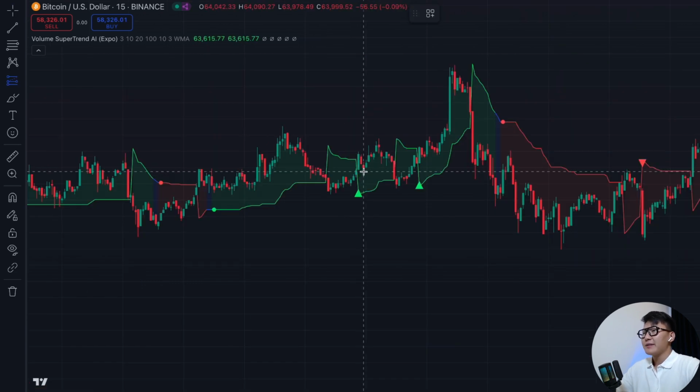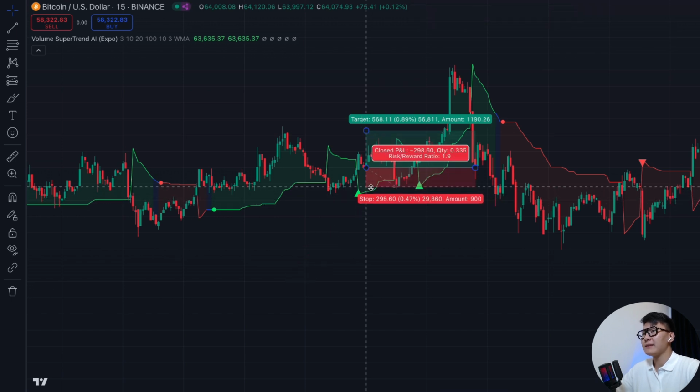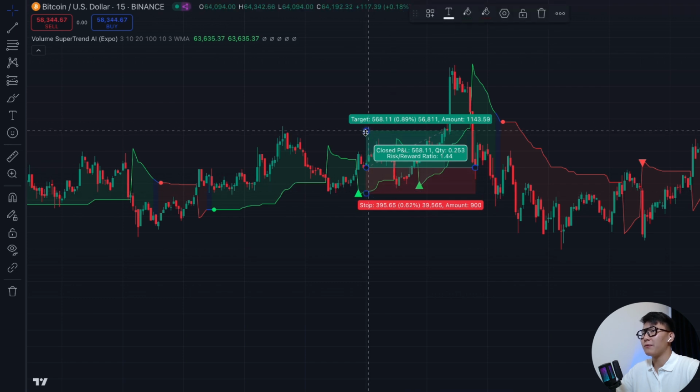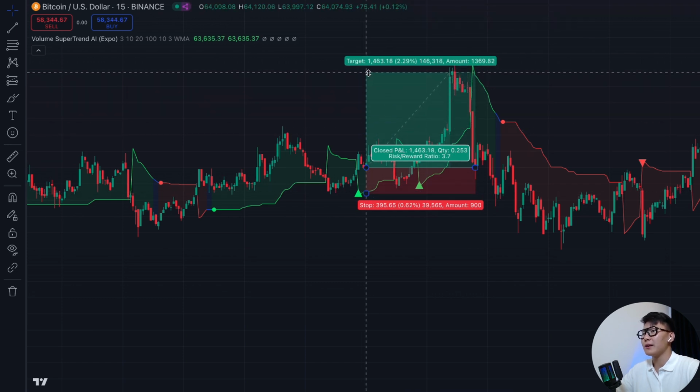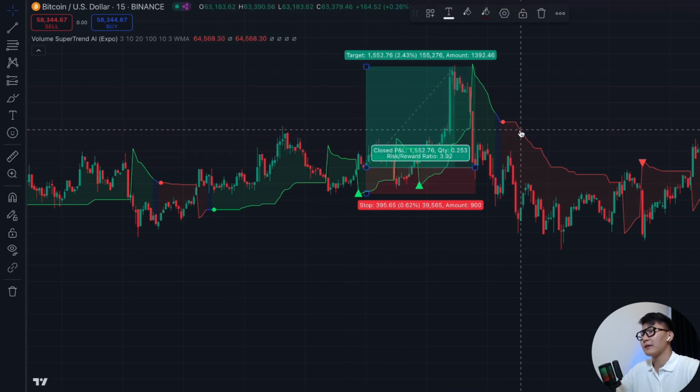We are interested in this green triangle, and when you see the signal, you can open a long position on the appearance of the next candle or the one after that. The stop should be set at the previous structural level that you find most suitable for yourself. After that you can set your take profit.